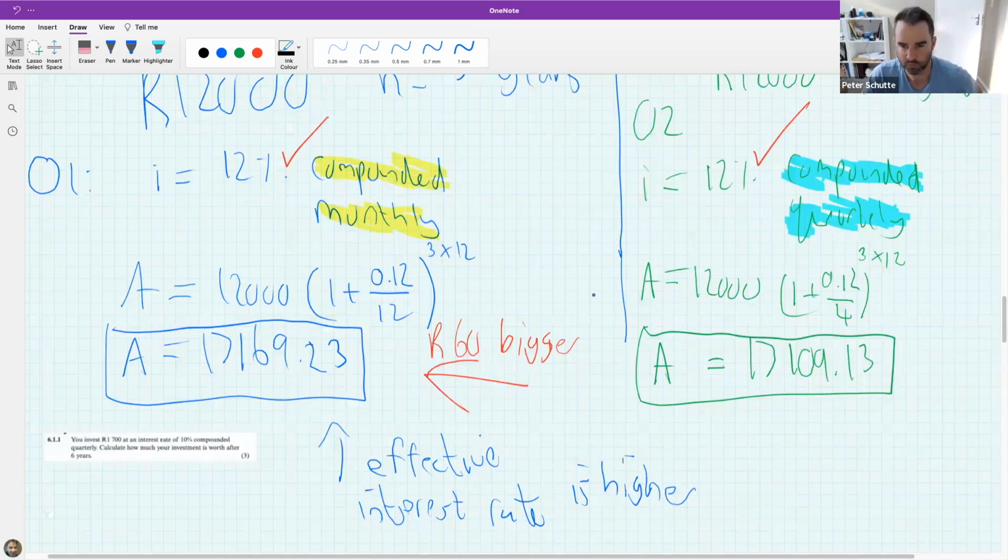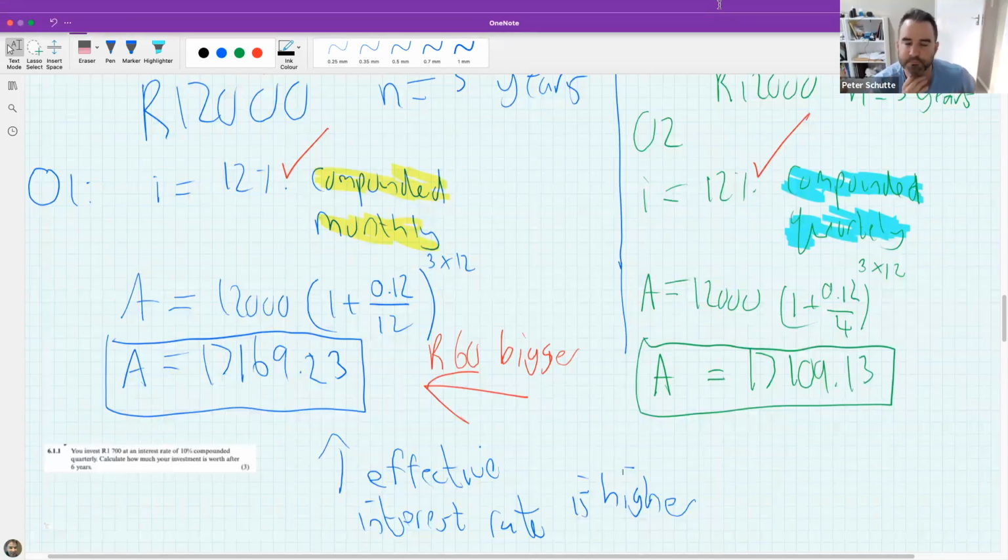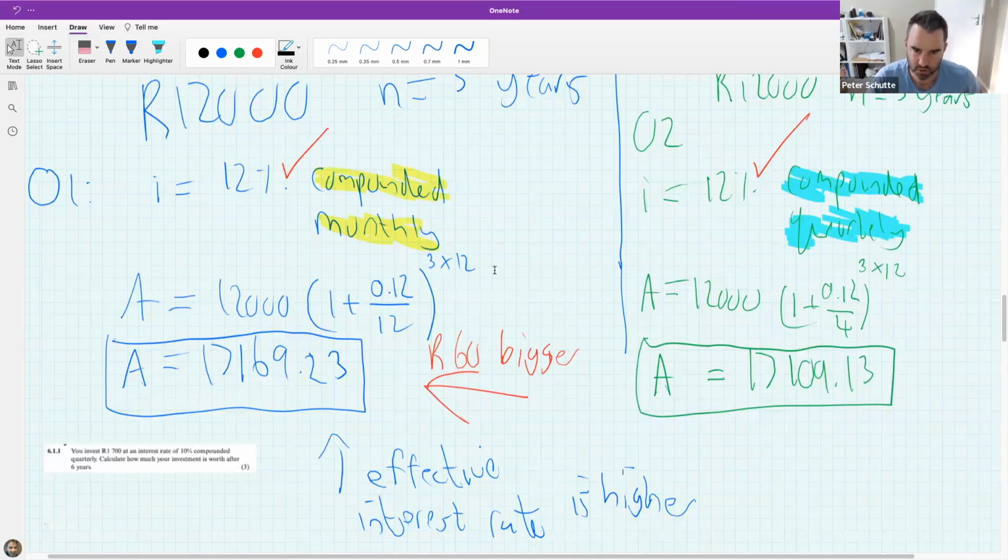But all I want to ask for is a vote. Thumbs up if you understand that option 1 is bigger than option 2, and that the smaller compounding periods is what is causing it to be bigger. Give me a thumbs up if you understand that, and a thumbs down if you don't get that. Okay, so that's going to be part 2 of today's lesson, where we talk about the effective interest rate. How do we know how much higher the effective interest rate is for this option than this one?